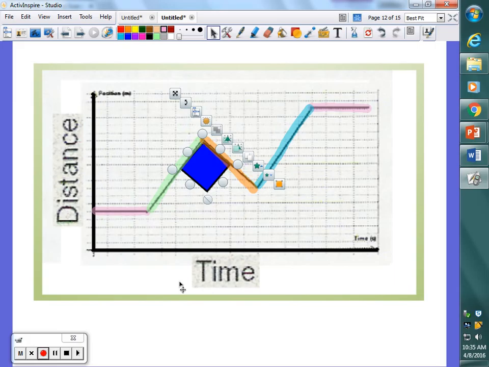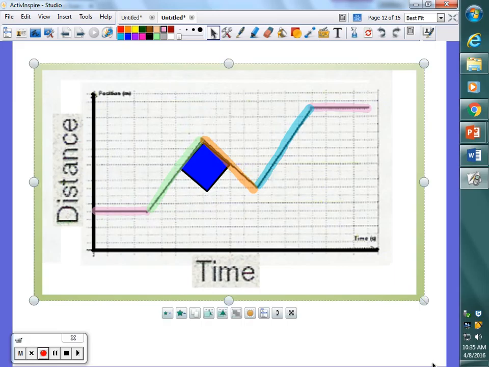I just want you guys to know, nobody in another class brought that up, the right angle. So the answer to that question is the speed during green and orange is the same. So the answer is true. They have the same speed.